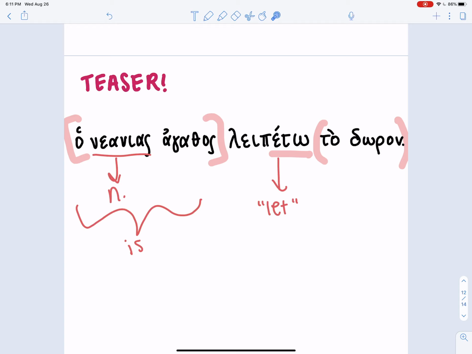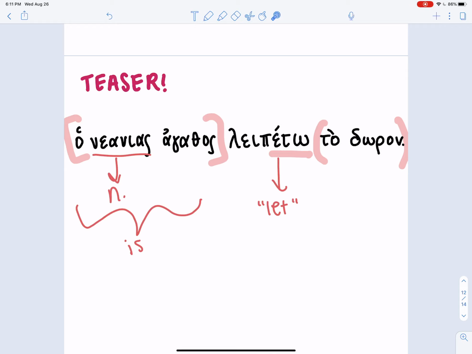And so we already know that this is neuter, so it can be our accusative direct object. So the gift. Let's put it all together one more time, and then we'll be done for today. Let the youth who is good leave behind the gift.